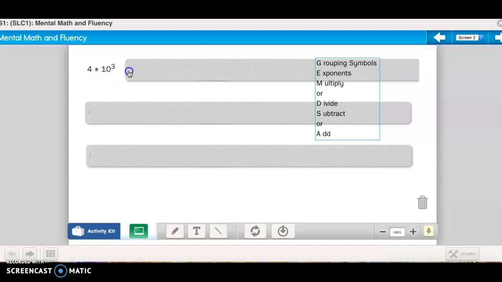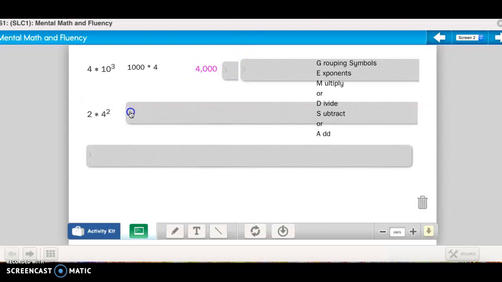The first one I would like you to take care of is 4 times 10 cubed. Good time to pause the video, see what you get, and then come back and check your answer. Welcome back. So if you did the 10 cubed, you should have gotten 1,000, and 1,000 times 4 will give you 4,000. The next problem I'd like you to try is 2 times 4 squared.